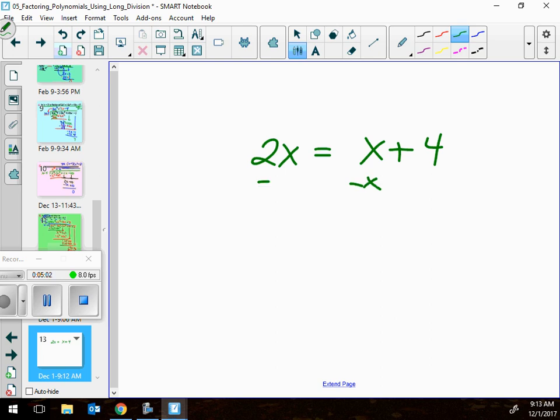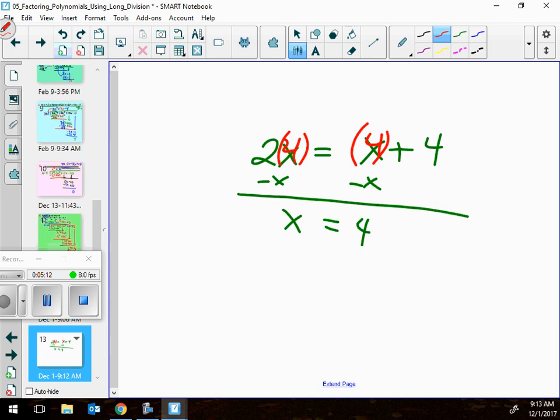Let's actually look and see what we get. X equals 4. Oh, interesting. Does it actually work? Well, if we put a 4 here and we put a 4 here, does it actually work? Yeah, okay.